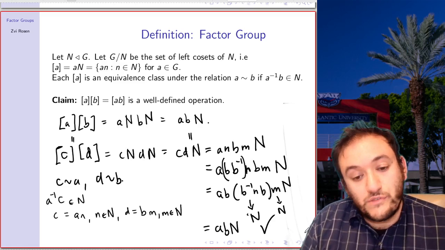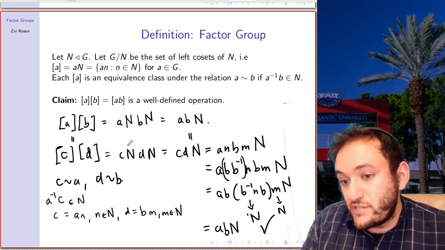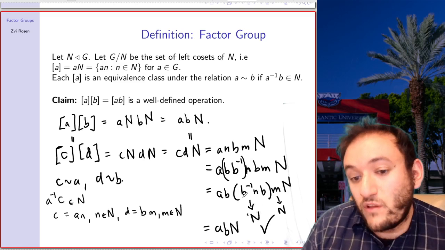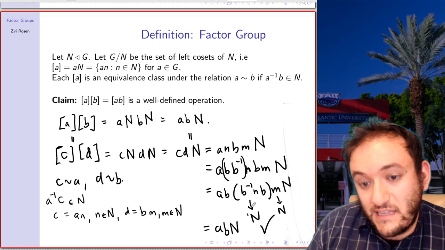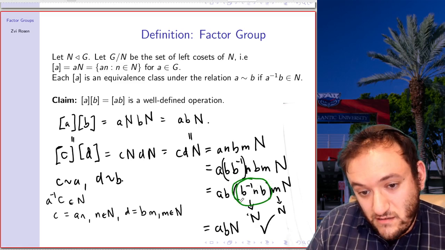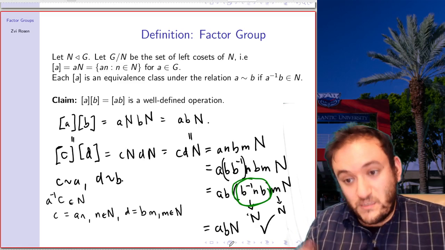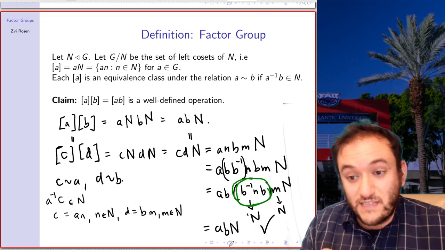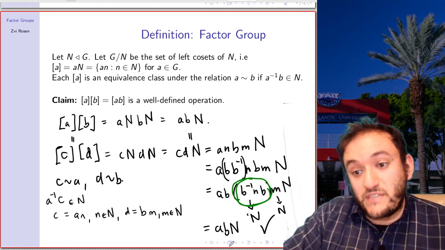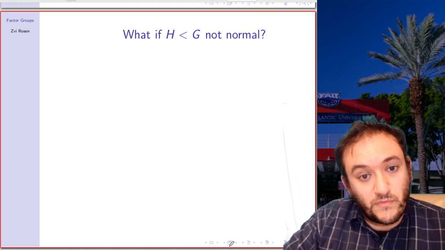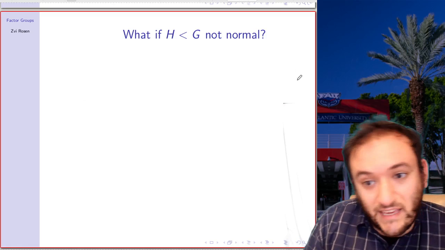Okay? So that explains why this operation is well defined as long as we're looking at a normal subgroup, right? And it's key here that this is in our subgroup. If it's not in the subgroup, then there's no reason to believe that we would get the same coset if we were multiplying different representatives. Okay? And let's see what happens in that case.